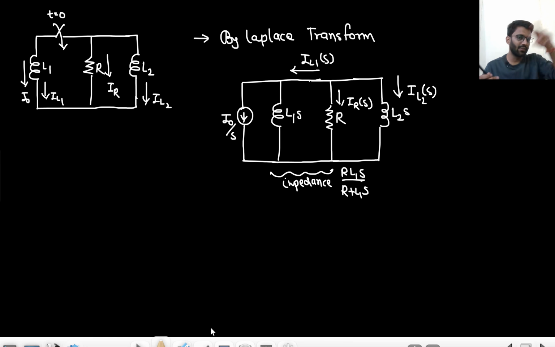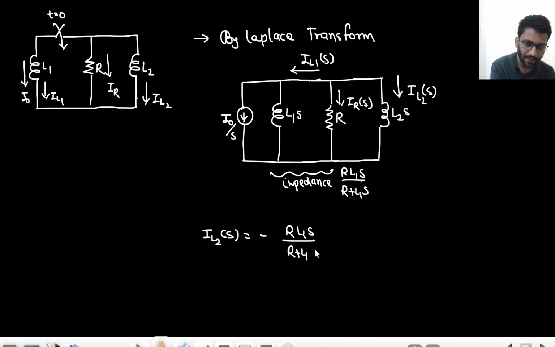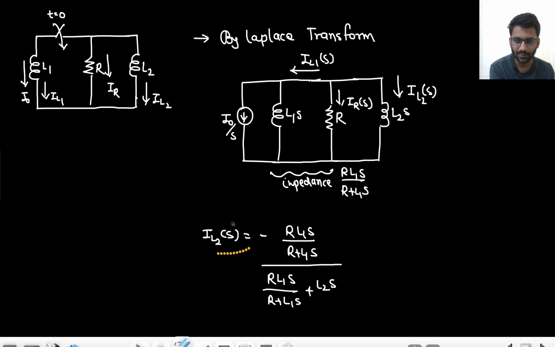Now this I naught by S current will be divided into these. IL2S would be simple network analysis; you can apply nodal analysis as well. I am just dividing the current in inverse proportion of the impedances. So in L2S, how much current will go? This impedance divided by the total impedance plus L2S. This is your IL2S.